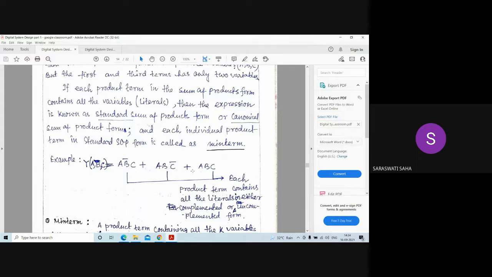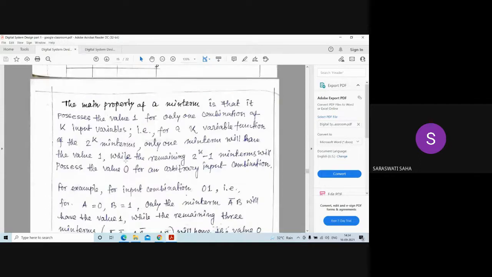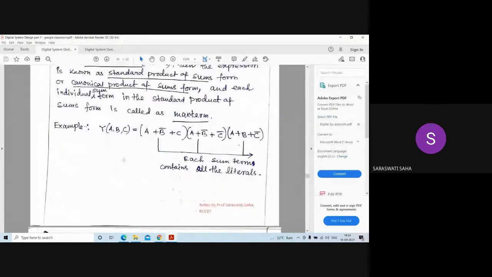Clear? Yes, ma'am. Okay. So for each MinTerm, the output will be 1 in sum of product form, the standard sum of product form. But for MaxTerm, what will be the conditions? Check. For each MaxTerm, the output will be 0. For each MaxTerm, the output will be 0. So what will be the conditions for this?